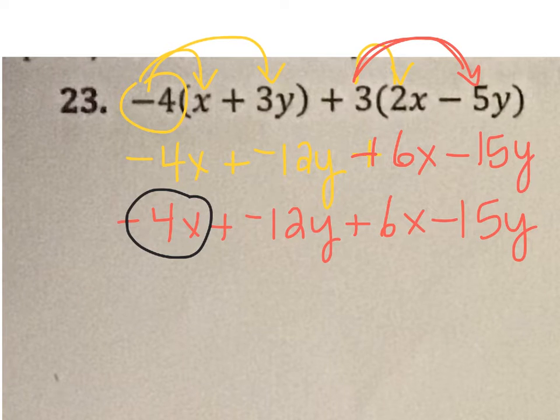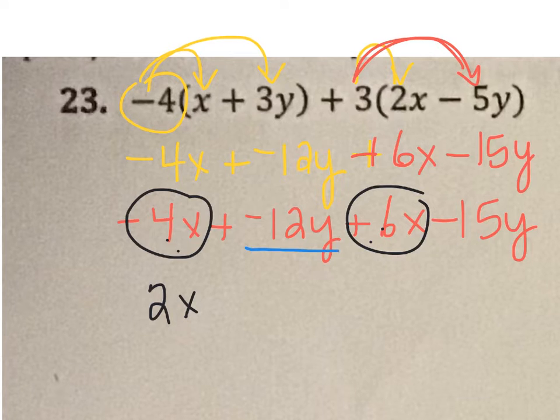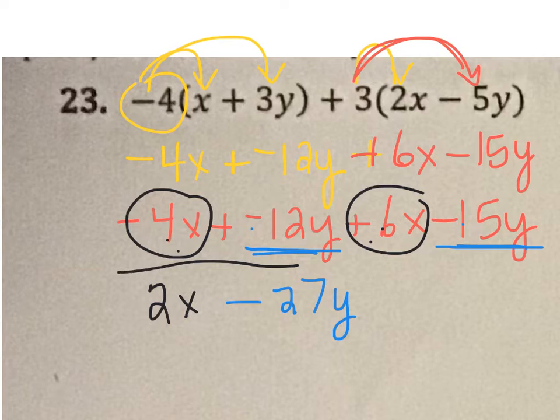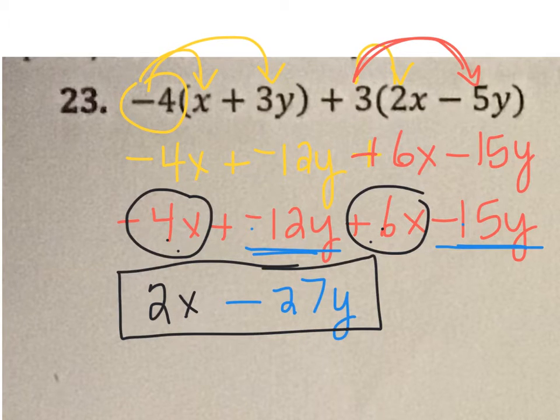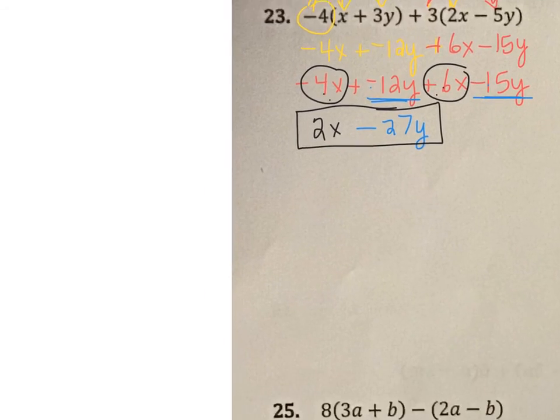Negative 4x plus 6x, I have to subtract them because they're opposite signs. That'll give me a 2x. Negative 12y, negative 15, those are the same signs, so I can add those together. That'll give me 27y, and they're both negative, so it's going to be negative. So this is my final simplified standard form expression.